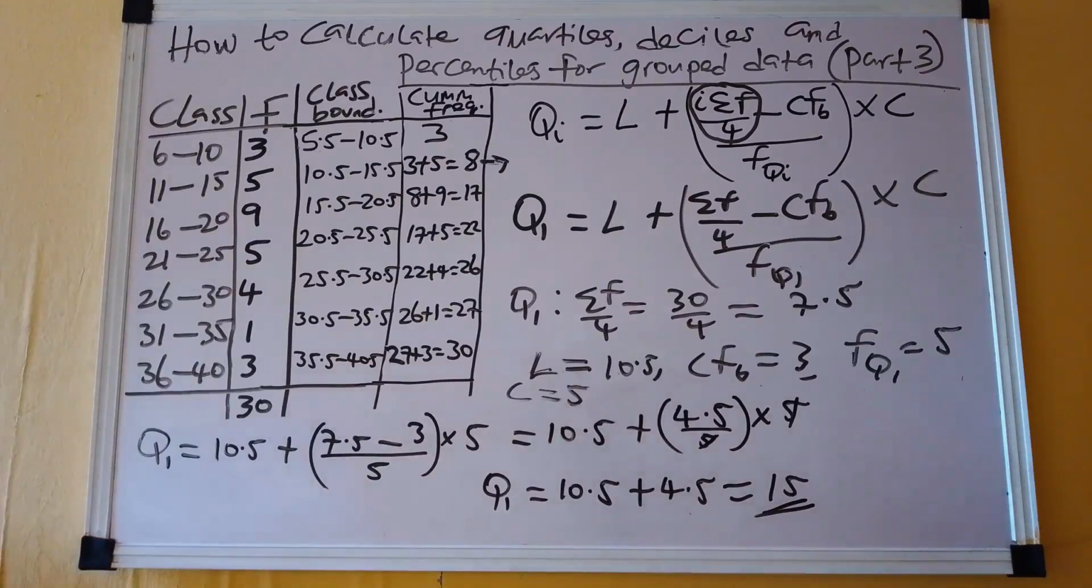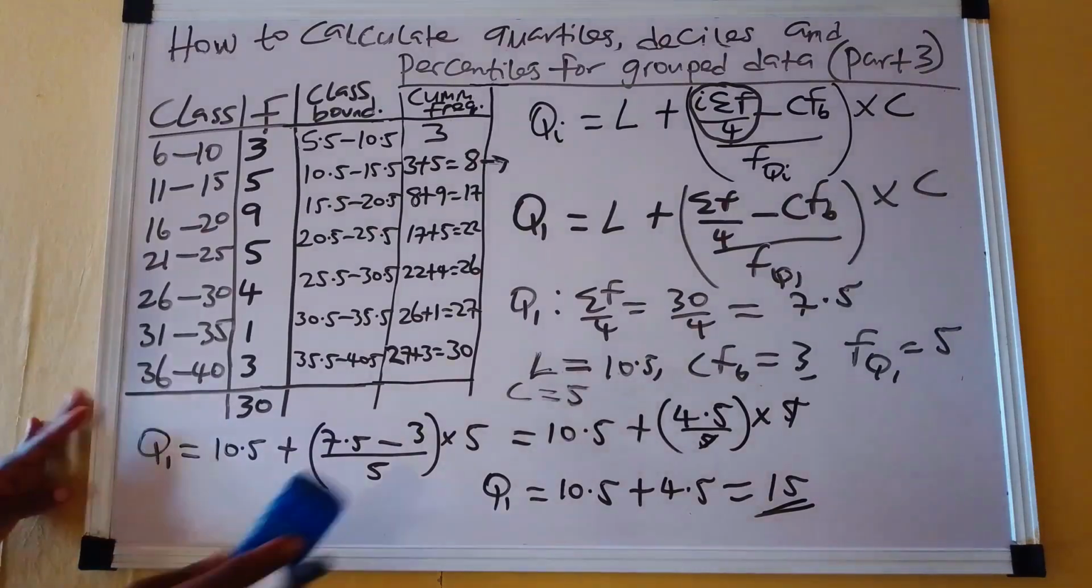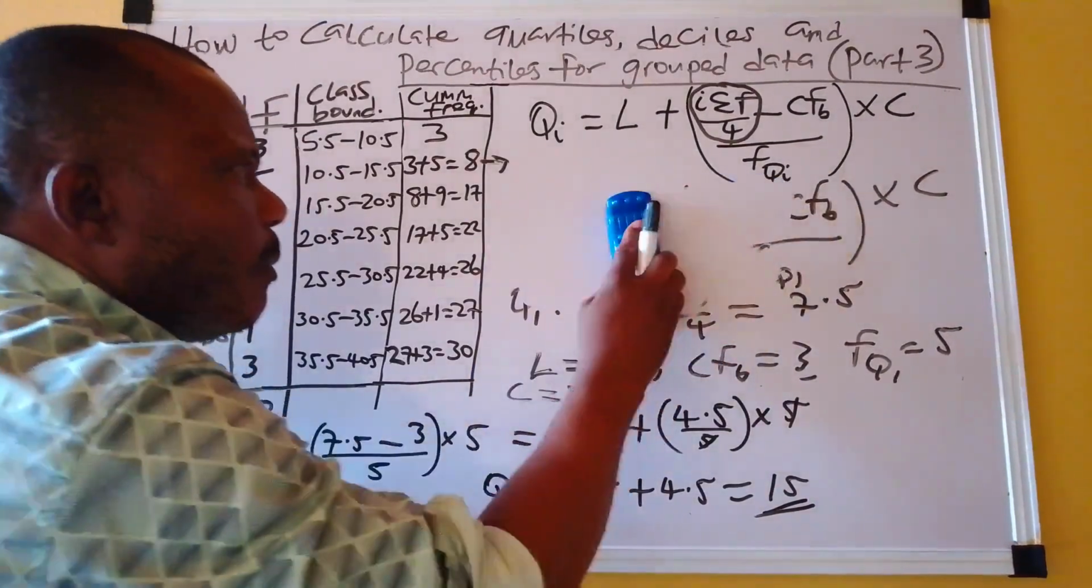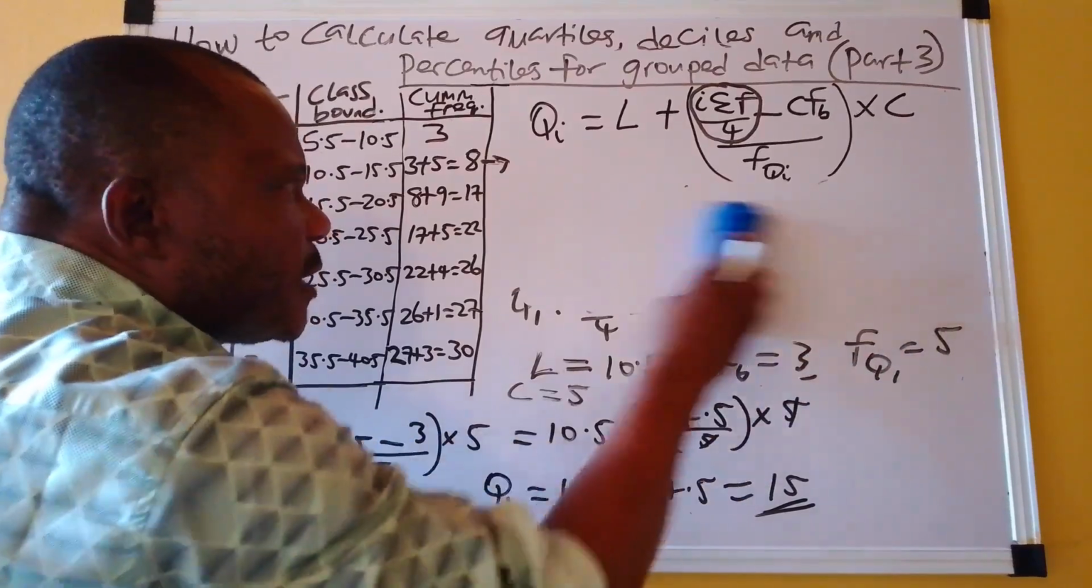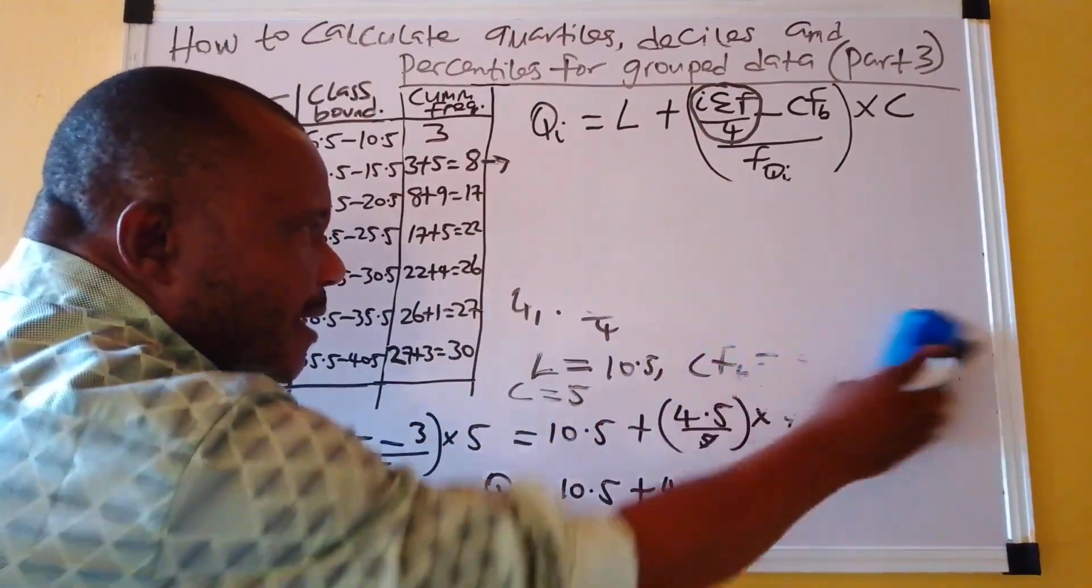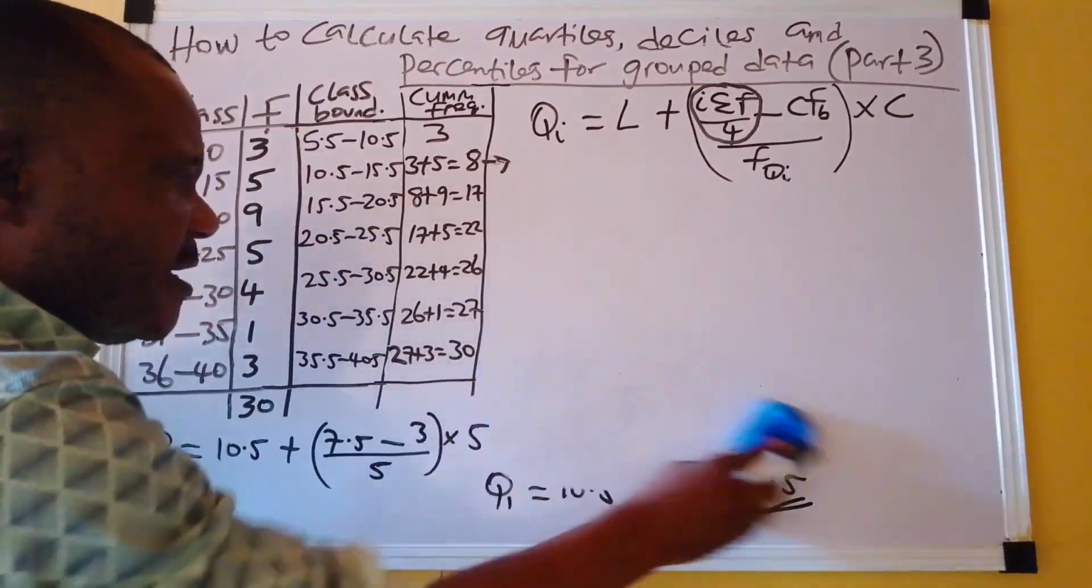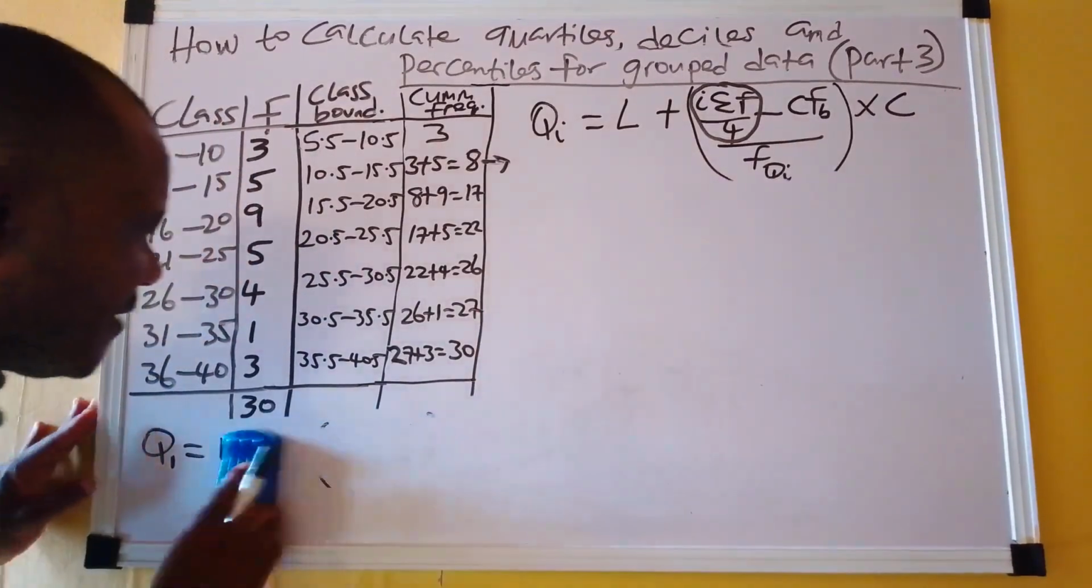So this is how we can calculate the first quartile for the grouped data. Now let us go ahead and calculate the second quartile. These things are very cheap and they are very easy.